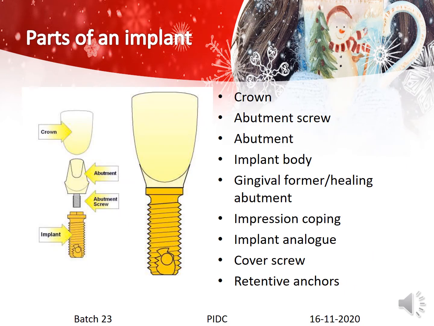Next, coming on to the parts of an implant. So it has been divided into a few parts. So this is the implant body, the abutment screw, the abutment over it, and the crown. Apart from that, you have other parts which are used in the surgical procedures, named as gingival former or the healing abutment, impression coping, impression analog, cover screws, and the retentive anchors. So regarding all this, we will be seeing through the surgical procedures.